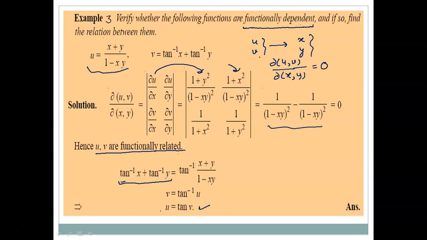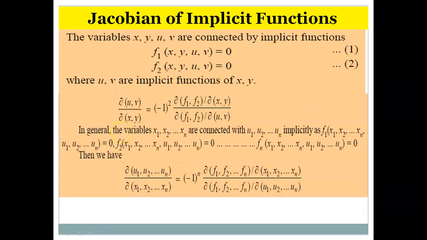Now, next we can see how to find the Jacobian of implicit functions. Suppose we have the variables x, y, u, v, and they are connected by implicit functions. Suppose one function is f1, which is connecting the variables x, y, u, v, and the second is f2 connecting x, y, u, v. And u, v are implicit functions of x and y.